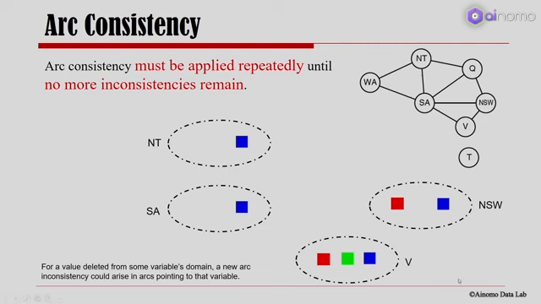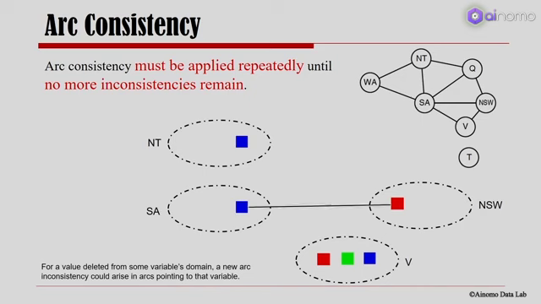So as you can see, there is consistency from SA to NSW, because for a value from SA I can pick up a value from NSW, but the other way it's not correct. So I can delete the blue value, and then what I will have is a consistent arc between NSW and SA.